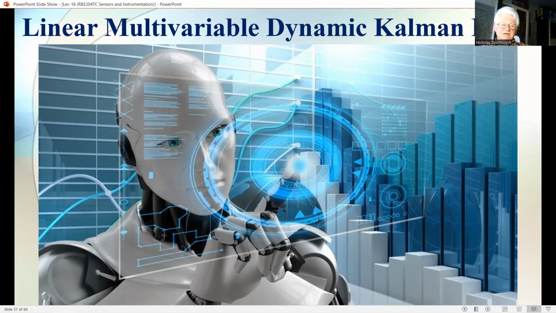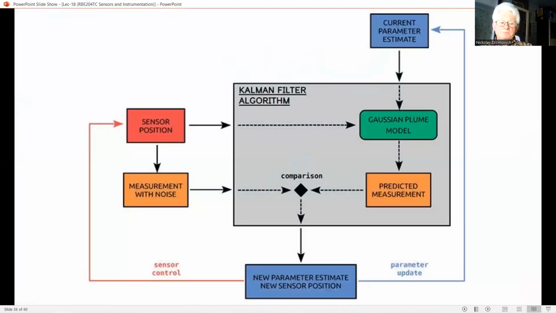Now, we present the Kalman filter scheme for a linear multivariable dynamic system. This requires both the predictor stage, which uses the process model, and the corrector stage, which uses the measured data. Kalman filter is an optimal estimator. It performs estimation by minimizing the error covariance of the estimate.